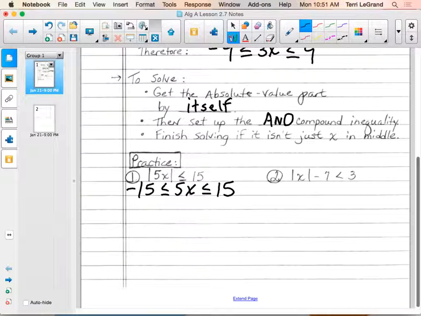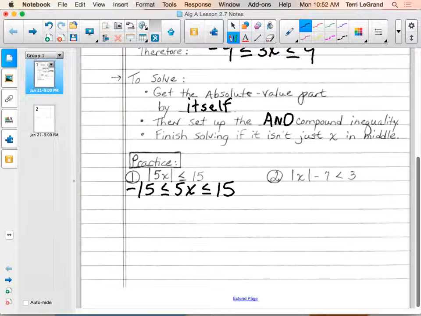Okay, good. No absolute value bars anymore. We've now said 5x can have a distance of, you can go out to negative 15 because all those numbers have a distance of 15 or less, no more than 15. And it can go out to positive 15 because all those numbers have a distance of 15 or less, no more than 15.